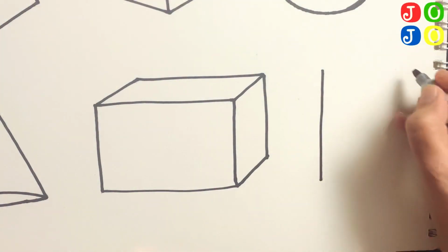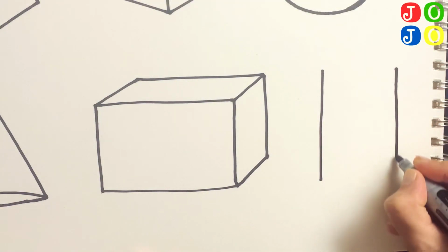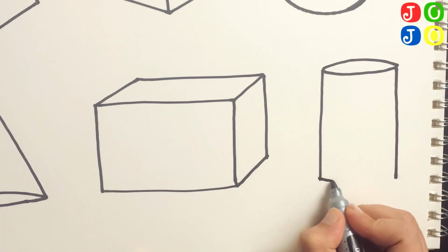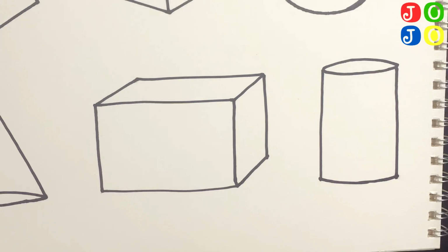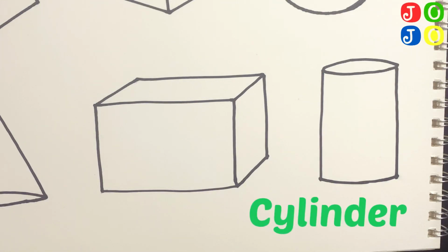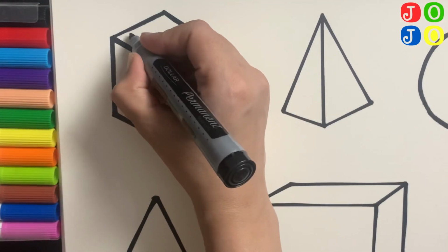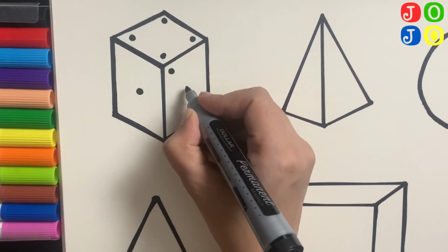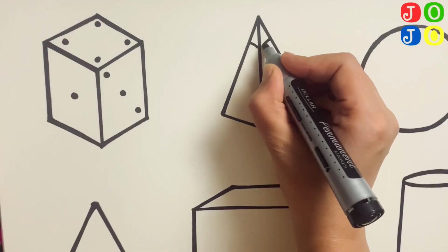So here we draw one more 3D shape and let's see how it looks. Yes, it looks like a can, but it is called a cylinder. So let's change these shapes into some things. A cube can be changed into a dice.